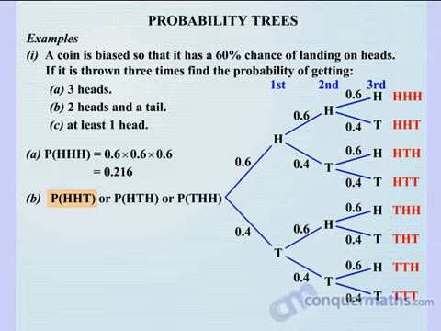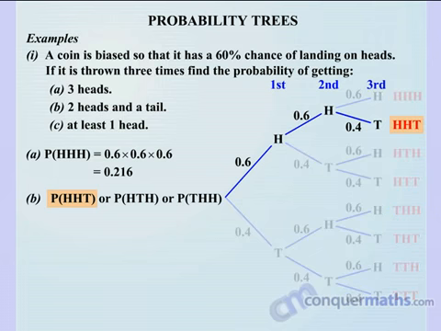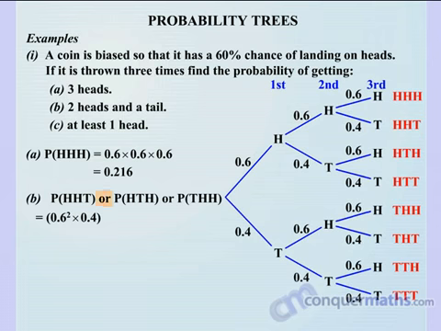Now the first one, 2 heads and a tail, that's where it occurs. Now how do we get there? Okay, looking at those branches, we need to multiply those values. We get 0.6 squared. Okay, there's 2 of them. Then we multiply by the 0.4. Now the word or in probability tells us to add.